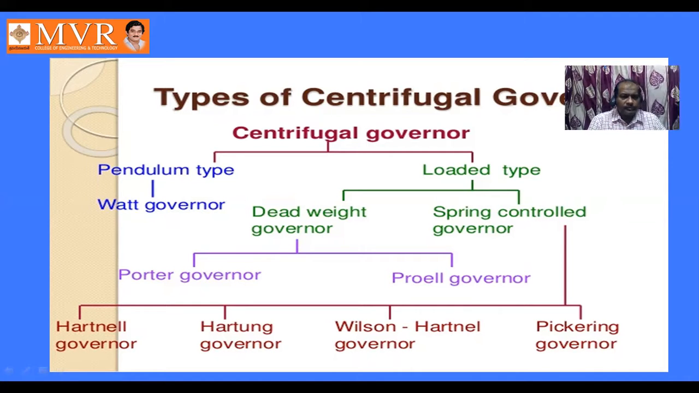In dead weight governors, we have the Porter governor and the Proell governor. In spring controlled governors, we have 4 types: the Hartnell governor, the Wilson-Hartnell governor, and the Pickering governor. In the last class, we discussed the Pickering governor. After that, we discussed solving problems on it. So before solving the problems, let us have the discussion on this one.